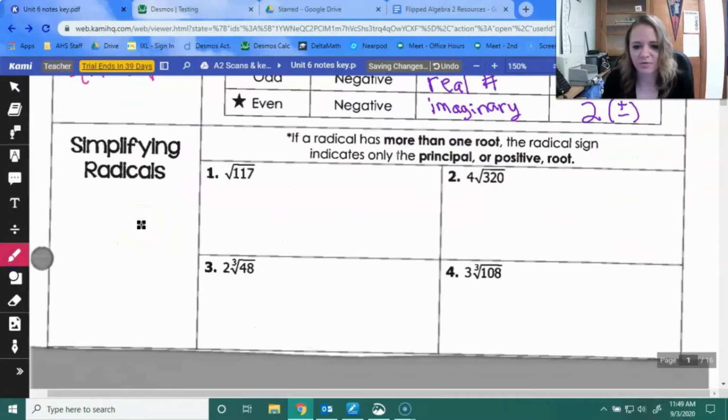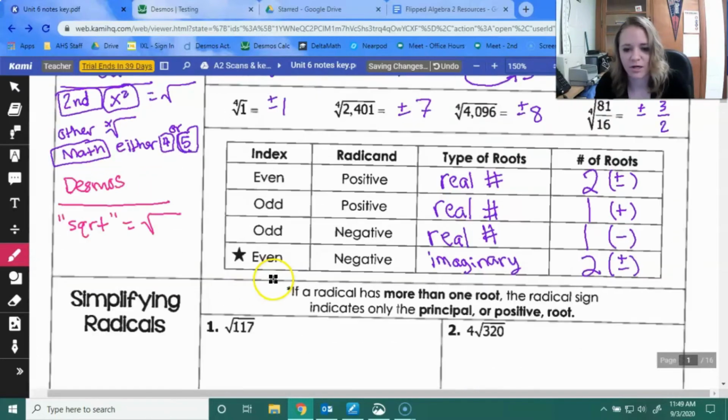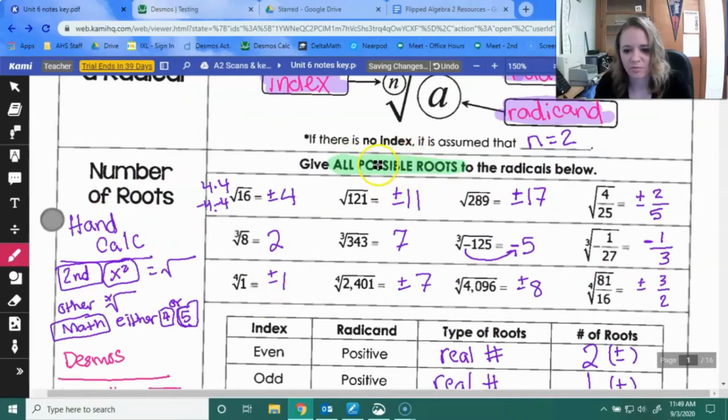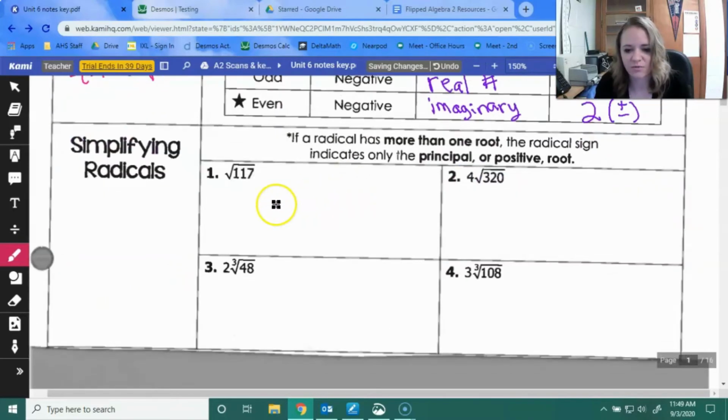Alright, let's start out with simplifying. So here's a special note. If you have directions, pay attention to them carefully when you're simplifying. If a radical has more than 1 root, the radical sign indicates only the principal or positive root. In other words, the directions will say whether I want all roots or not, like right here, all possible roots. If it doesn't, then we're just going to put only the positive one.